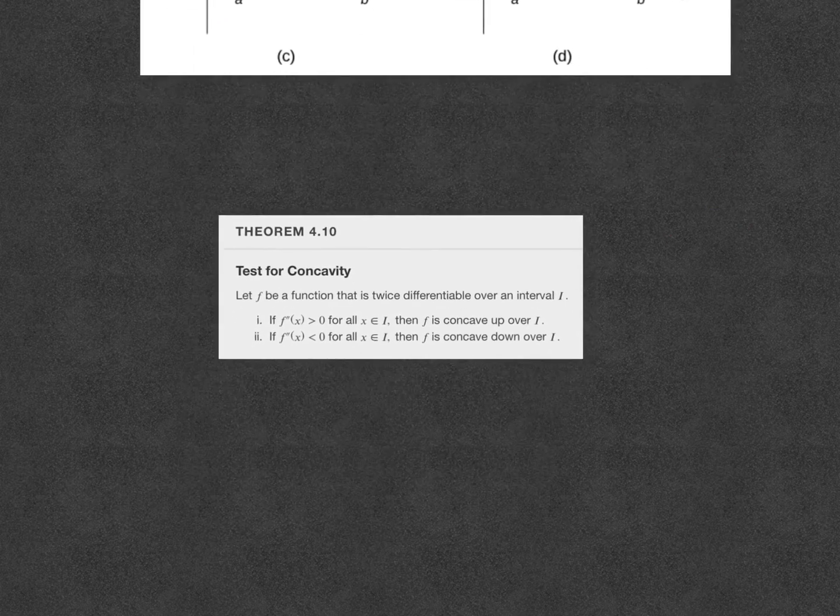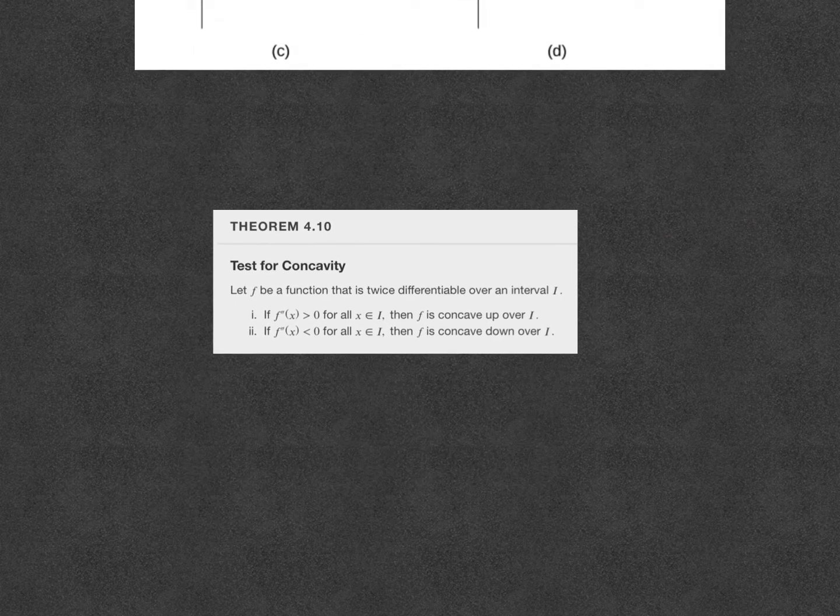So then we get to our test for concavity. If we take the derivative twice, so if f is twice differentiable and the second derivative is greater than 0, we're concave upward. Second derivative is less than 0, we're concave downward. So the same idea as the first derivative test and what we were doing in the first two examples, we're going to apply that same concept now to the second derivative of our function.